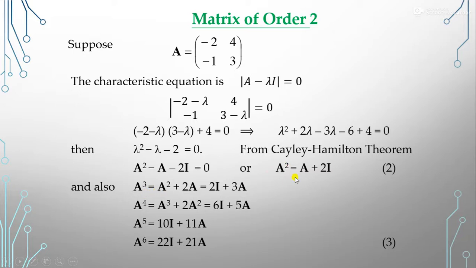For A raised to the power 3, we multiply A on both sides, so it becomes A squared plus 2A. Now we know A squared in terms of A plus 2I, so we put it here, A plus 2I plus 2A, and it becomes 2I plus 3A. Similarly, if we find A raised to the power 4, it becomes A cubed plus 2A squared, and we know that A cubed is 2I plus 3A and A squared is A plus 2I, so we put them here. Like that, any power of A can be found in terms of I and A, right? So easily we can find the powers.